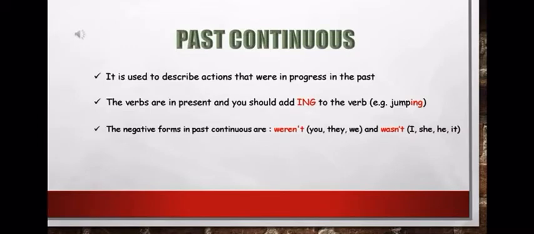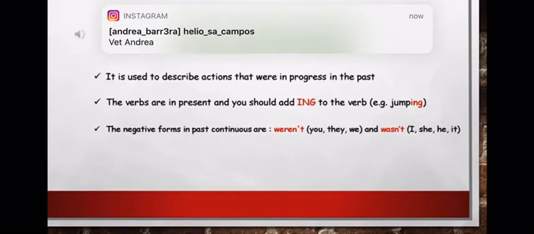Now we are going to learn past continuous. Past continuous is used to describe actions that were in progress in the past. The verbs are in present, and you add ing to the verb.